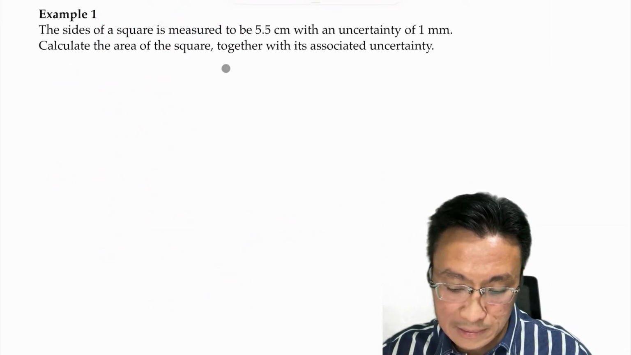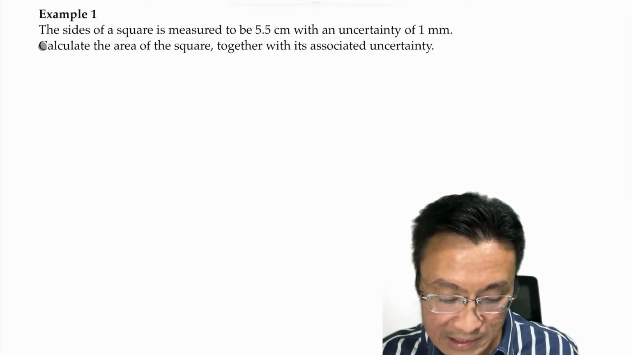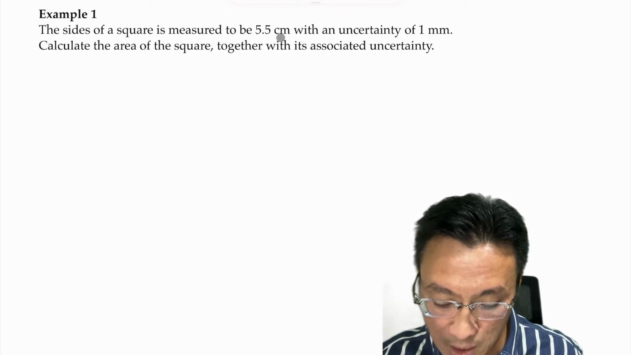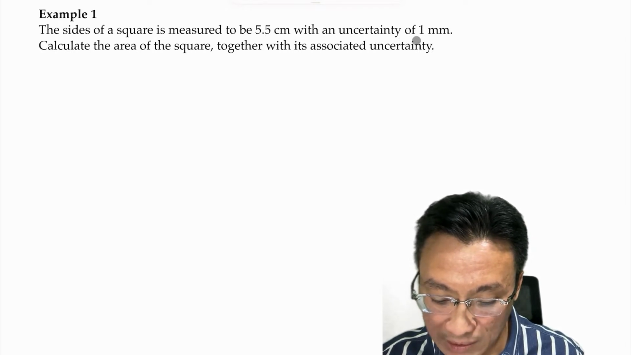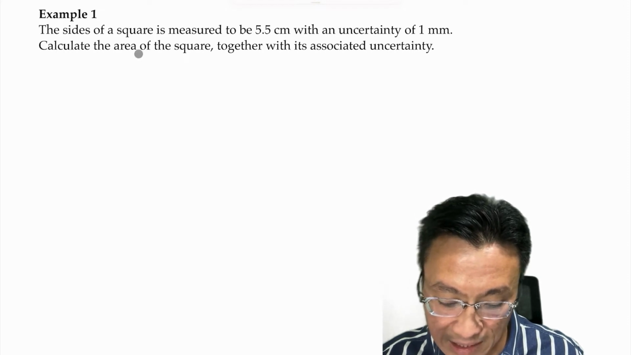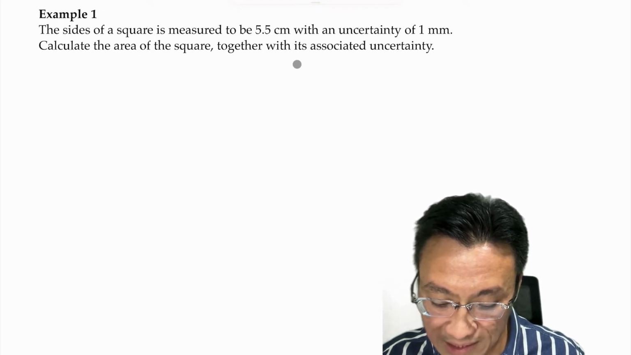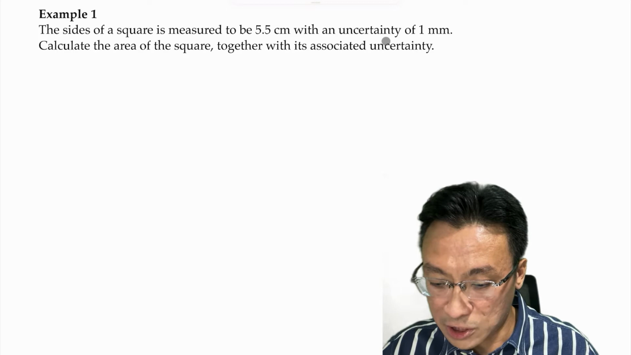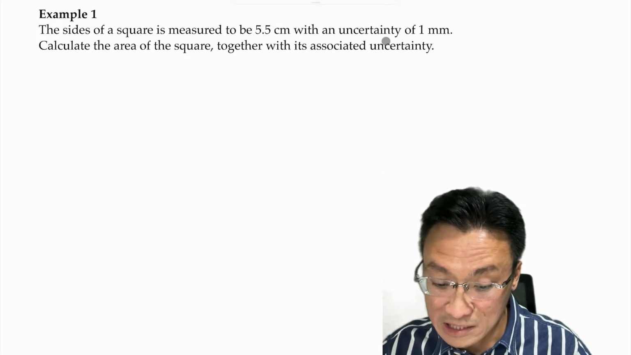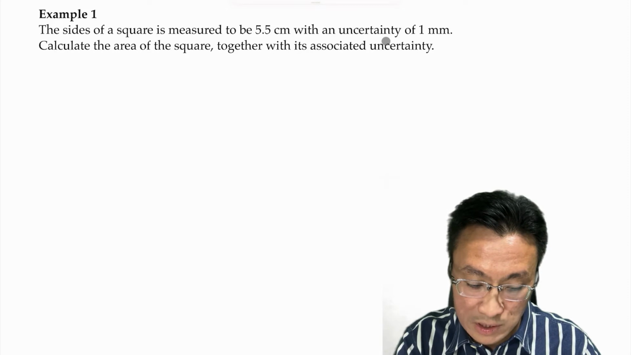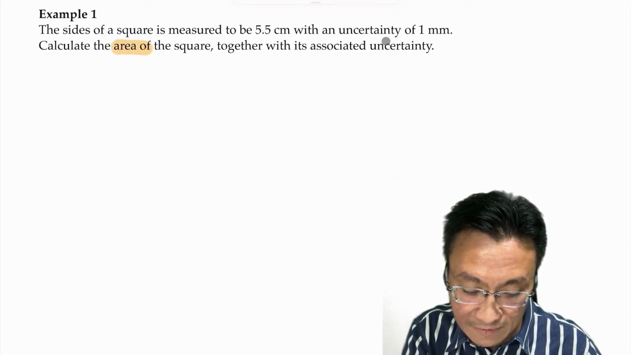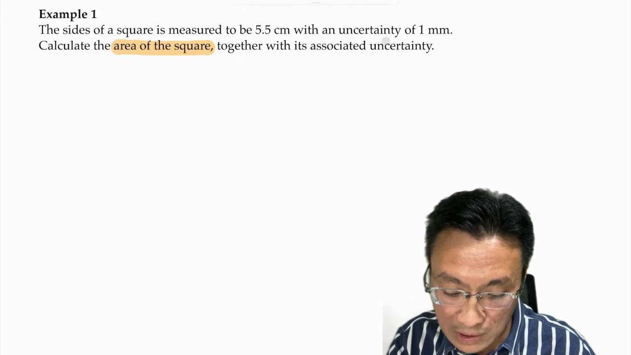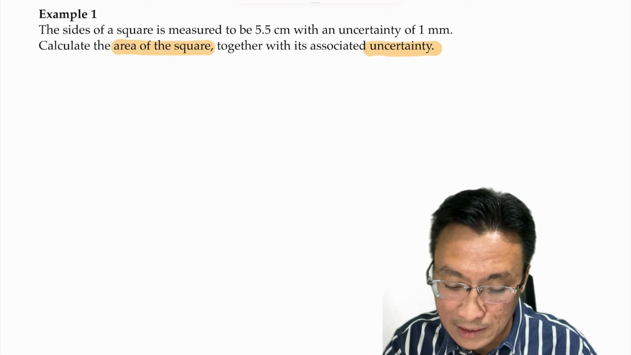Example 1. The size of a square is measured to be 5.5 cm with an uncertainty of 1 mm. Calculate the area of the square together with its associated uncertainty. So this is quite a common question when relating to uncertainty. They will always request you to find a value, like in this case, the area of the square, and then they will want you to find the uncertainty. So there are two parts.